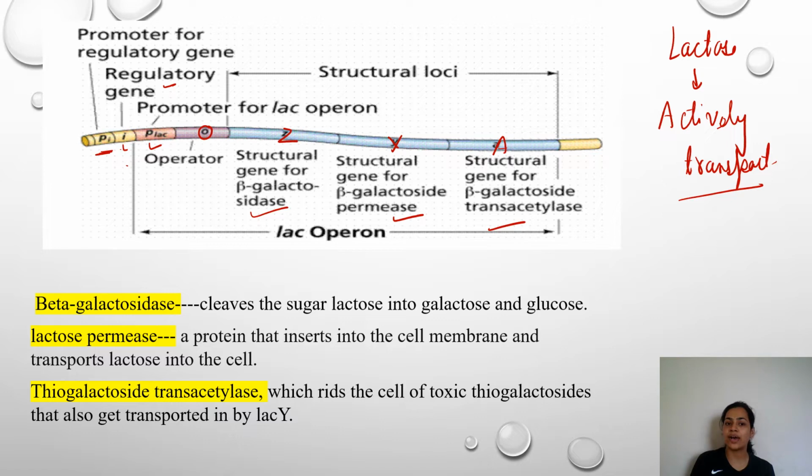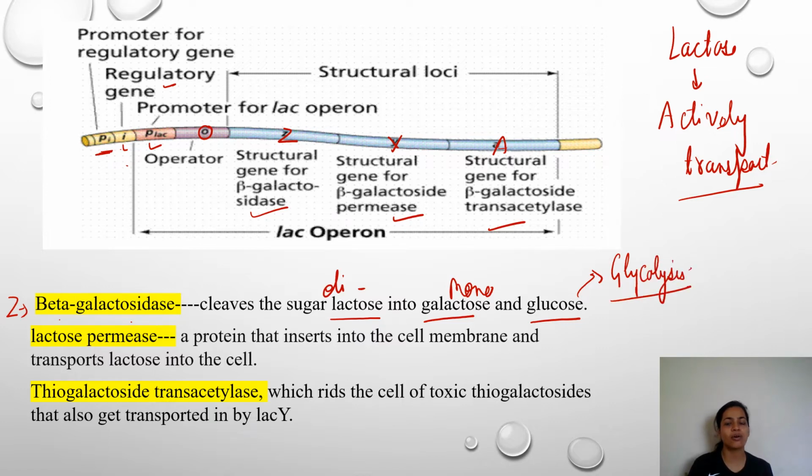The product of Z is beta galactosidase. Okay, and what it will do, it will help in the cleavage of this disaccharide into the monosaccharides, that is galactose and glucose. Okay, so beta galactosidase will break the lactose into galactose and glucose, and then it will be utilized directly in the glycolysis pathway. Okay, it is utilized via the glycolysis and all.